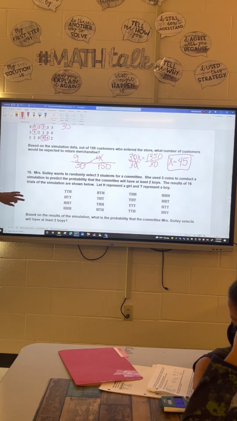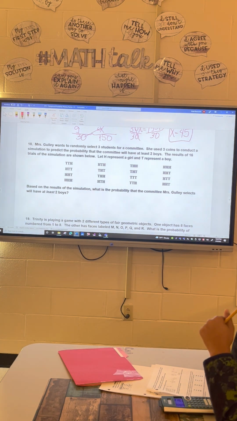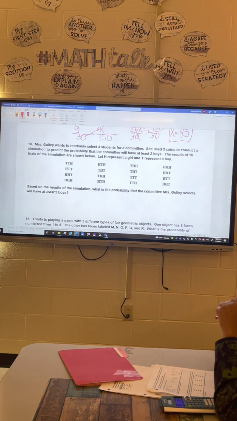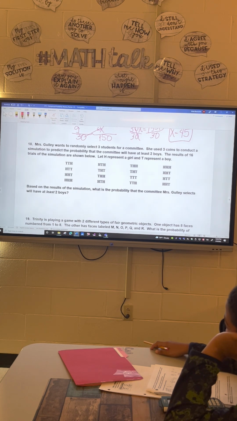All right? Miss Gully wants to randomly select 3 students for a committee. She uses 3 coins to conduct a simulation to predict the probability that the committee will have at least 2 boys. The results of 16 trials of the simulation are shown below. So Miss Gully said, okay, I've got 3 coins. I'm going to toss them and see how many times, I want at least 2 boys. She did this 16 times.